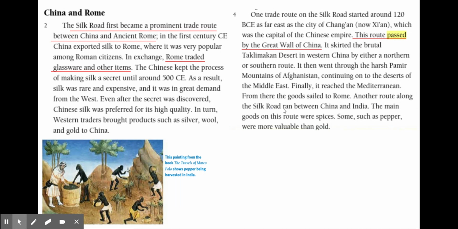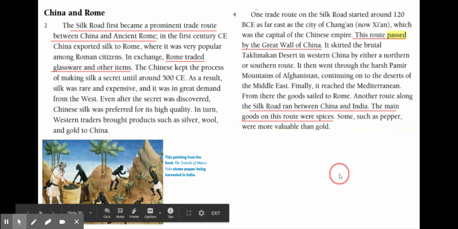Another route along the Silk Road ran between China and India. The main goods on this route were spices. Some, such as pepper, were more valuable than gold. So, some things I'm noticing here is that really things other than silk were traded on the Silk Road. They brought glassware and other items, even things like spices, such as pepper. Now, this section's not over, so let's take a look at the next slide.